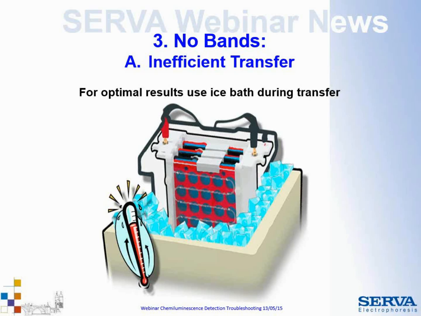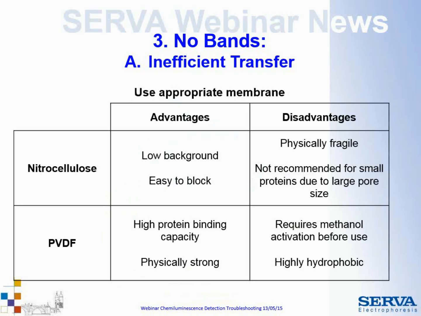Another part of this is inefficient transfer. Heating during the transfer will also influence the transfer efficiency, because the proteins are degraded, so nothing will be optimal. To get better transfer, you also need an appropriate membrane. There are two typical types: the nitrocellulose and the PVDF membrane. Nitrocellulose shows low background and is very easy to block, but it is not physically strong. It's very fragile, and it is not recommended for small proteins.